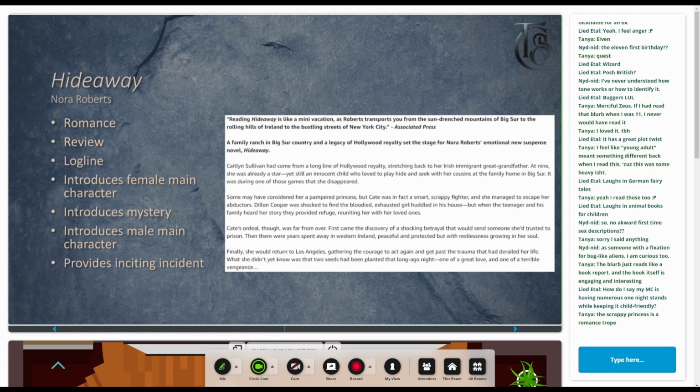Scrappy princess is a romance trope. Yes, exactly. That's a good one. I also am pretty sure that the meeting between her and Dylan Cooper, the main characters meeting under less than ideal circumstances, is a common romance trope. Whether it's one or the other of the main characters having a bad time of it, that is a common thing. Any others that you notice? I see a few, but I want to give everybody an opportunity to weigh in.